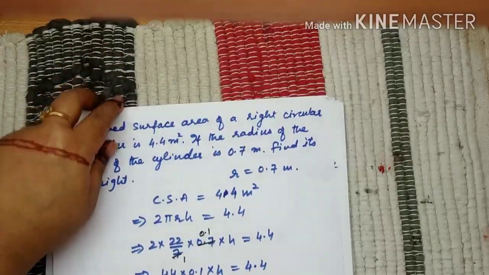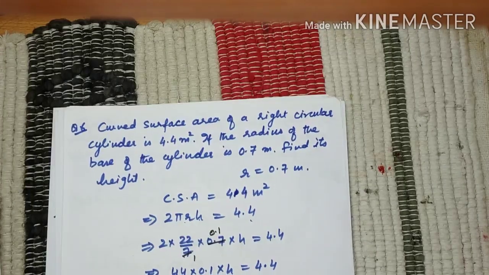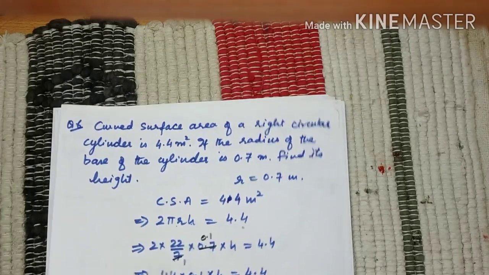This was a direct question. In the formula, you just had to substitute. In the formula, we have two unknown quantities and the curved surface area. So curved surface area was given and radius was given. Had to find height. Simple substitution in the formula. That was a direct question.